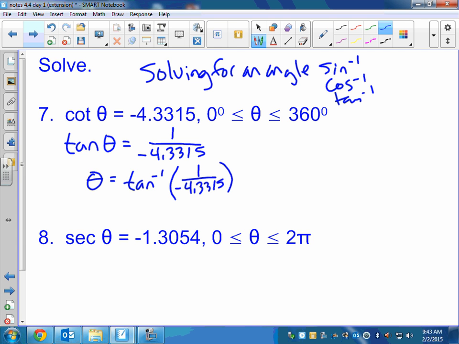So in degree mode, I'm going to hit inverse tangent of 1 divided by negative 4.3315. And I get, if we're rounding, that would have to round up to negative 13 degrees. Did you get that? Negative 12.9999305. So I'm going to say that equals negative 13 degrees. Anybody need help getting negative 13 degrees?